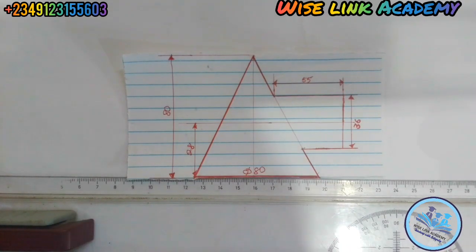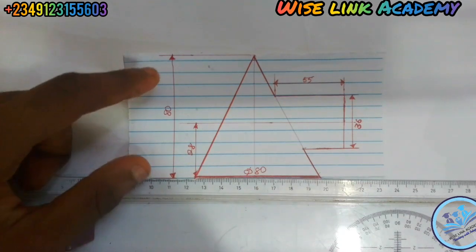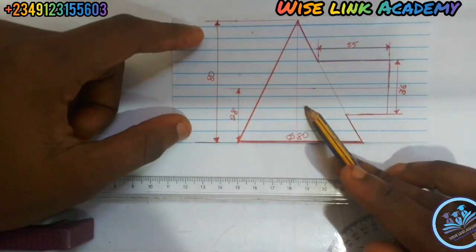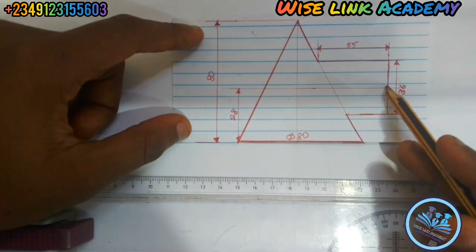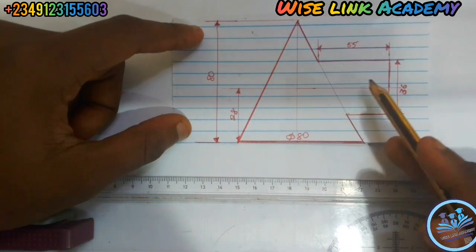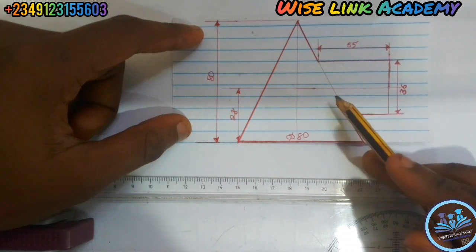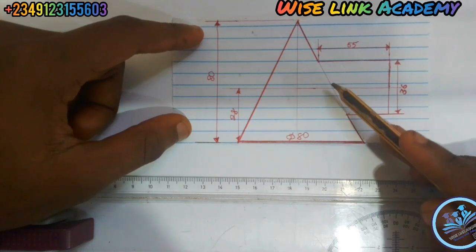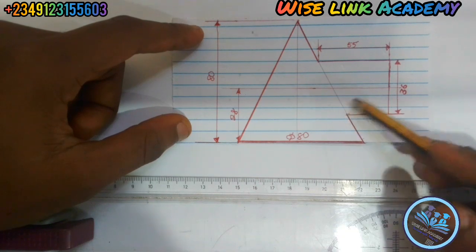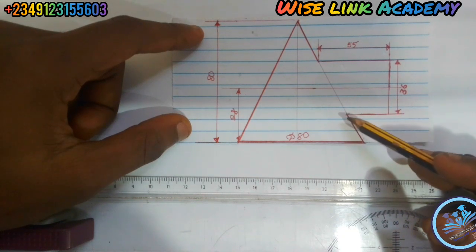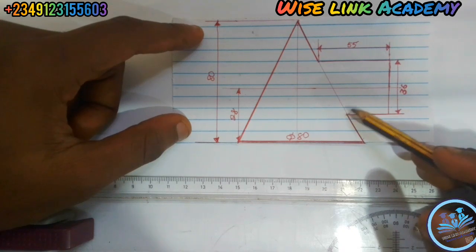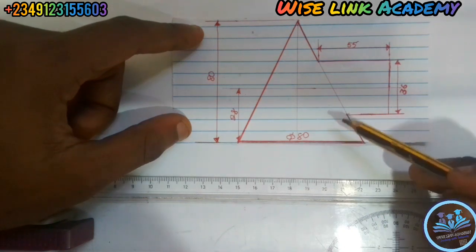Wise Link Academy. Today we want to draw the interpenetration of this cone, in which a cylinder is intersecting it. So we want to draw the interpenetrating arc, or intersecting arc, and the intersecting arc in the plan too. That is, we want to draw this. How do we start?